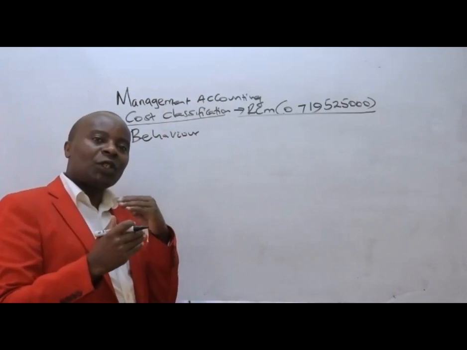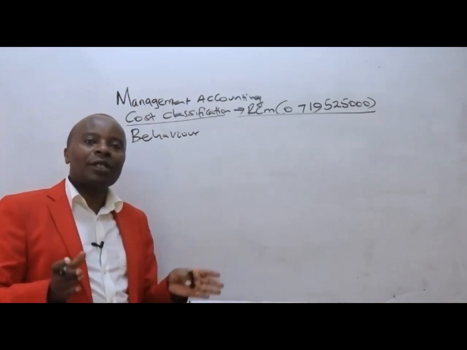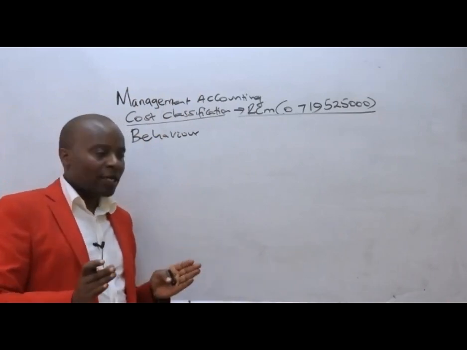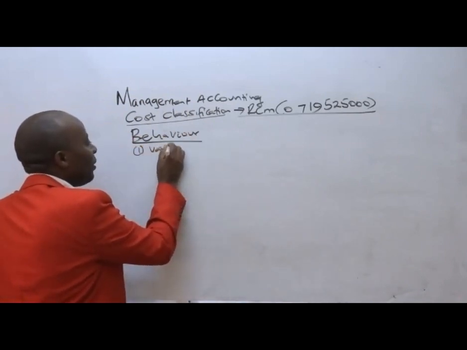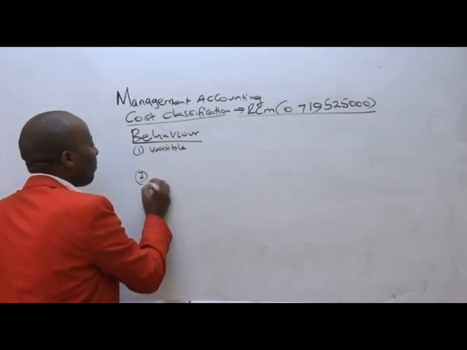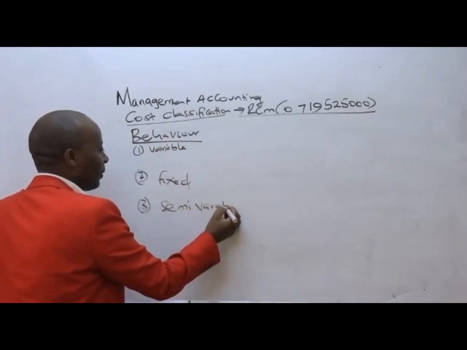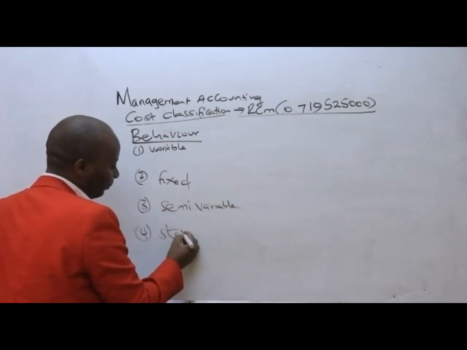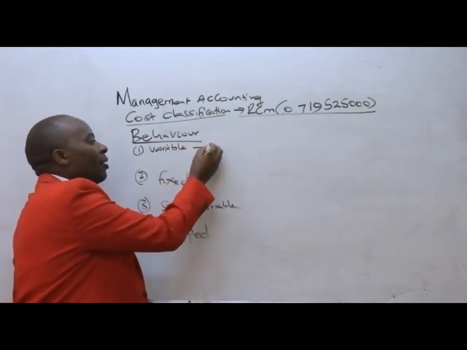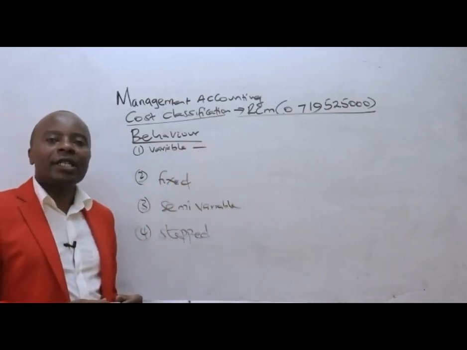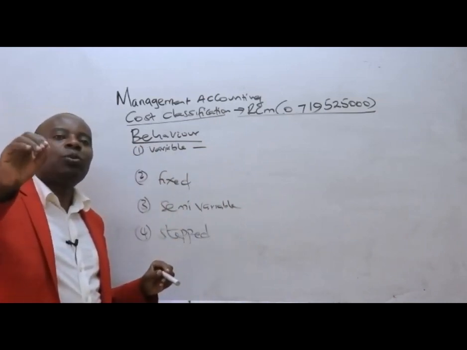There are those costs that change as output changes. There are those costs that are ever static. So in terms of behavioral classification, ladies and gentlemen, we have costs that are variable, costs that are permanently fixed, costs that are semi-variable, and costs that move forward in form of steps, what we call the stepped fixed cost. Ladies and gentlemen, variable cost, I would want you to appreciate from the word vary. These are those costs that change as the output changes.